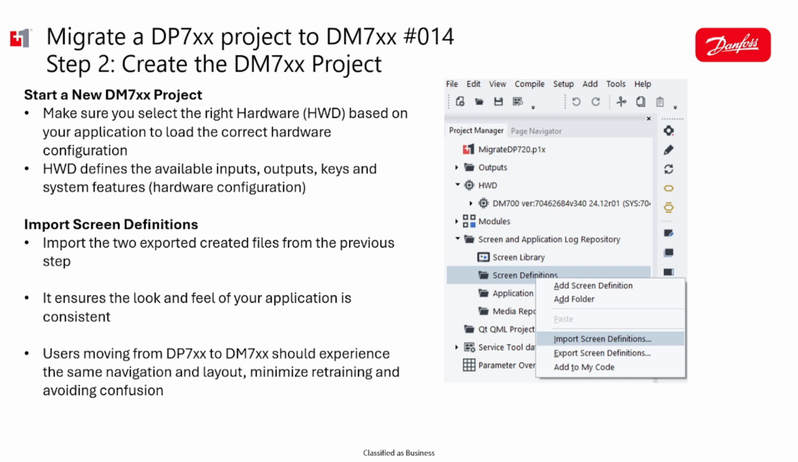Next, the file needs to be imported that has been exported from the DP7 screen definitions. This will be done by opening the project manager on the left top, then scroll down till you find the screen definitions. That's where you need to right-click to choose the Import Screen Definitions option. By making this step, a new window will open where you can choose the previously exported file to be imported on the new DM7 project. It is very important as it ensures the look and feel of your application is consistent. Users moving from DP7 to DM7 should experience the same navigation and layout, minimize retraining, and avoid confusion.